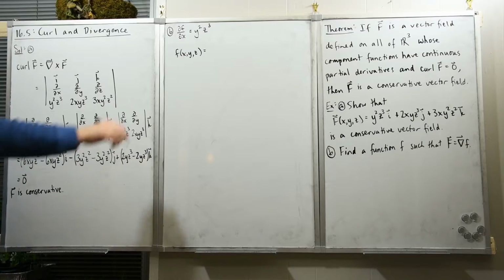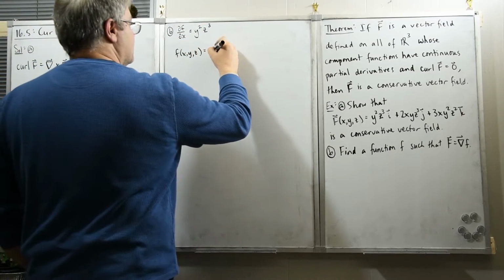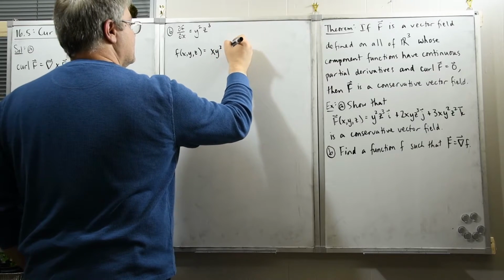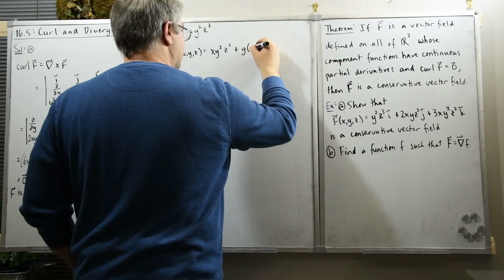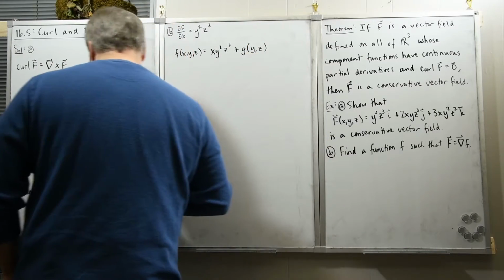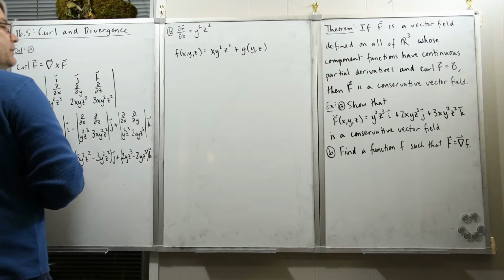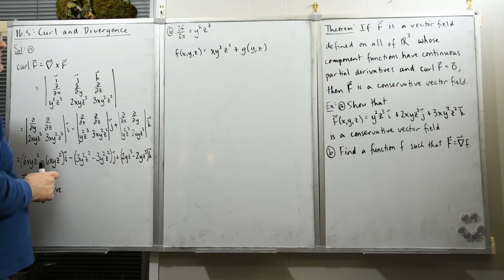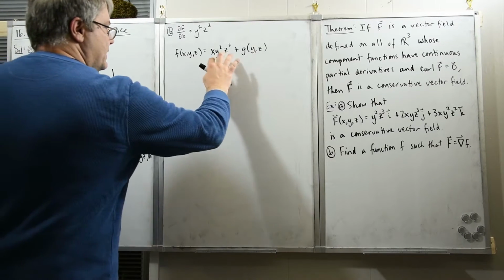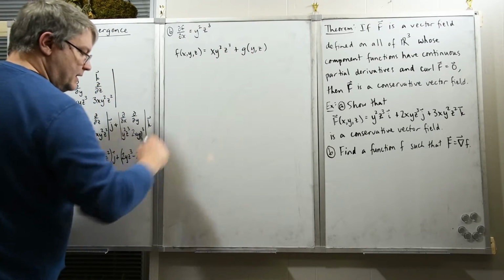If we integrate with respect to x, it means that f of xyz is going to be xy squared z cubed plus some sort of constant, which is actually a function of y and z, because if we take the partial of this thing with respect to x, we're just going to get 0. This is treated as a constant if you're taking the partial with respect to x. And so we have at least part of what we're looking for, but we're going to need to narrow down what this g of yz is.